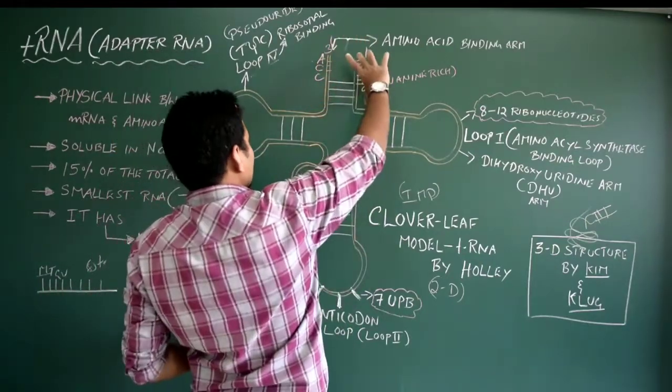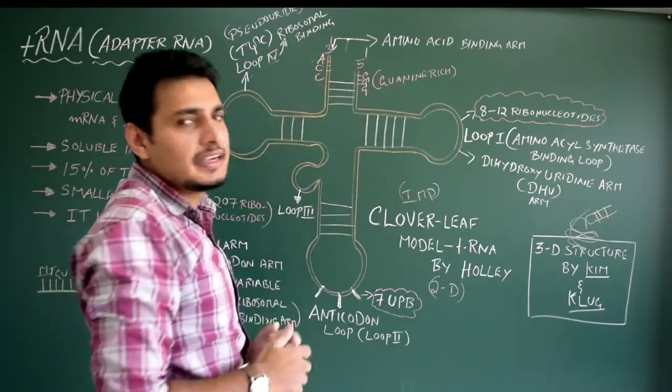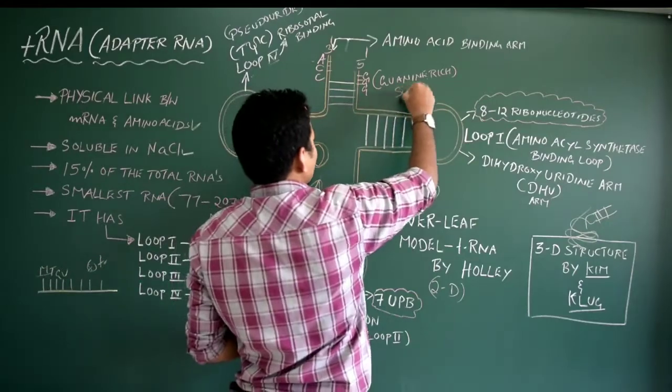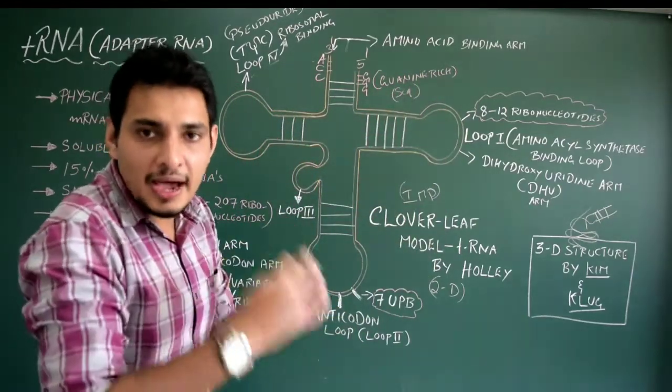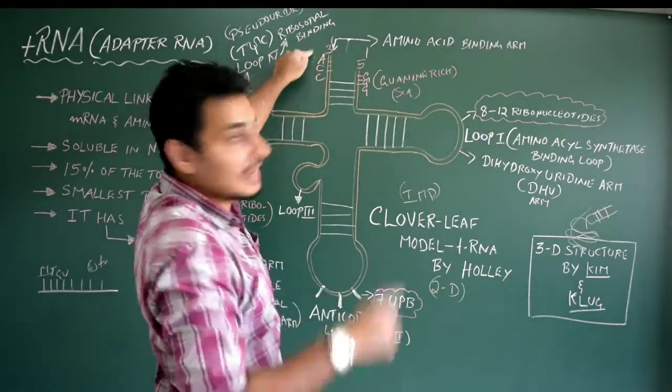When you look here, the 5 prime end has a specific sequence which mainly contains guanine, so it is a guanine rich sequence. Please note this: in tRNA, the 5 prime end starts with guanine, so it is a guanine rich sequence, whereas the 3 prime end reads CCA.